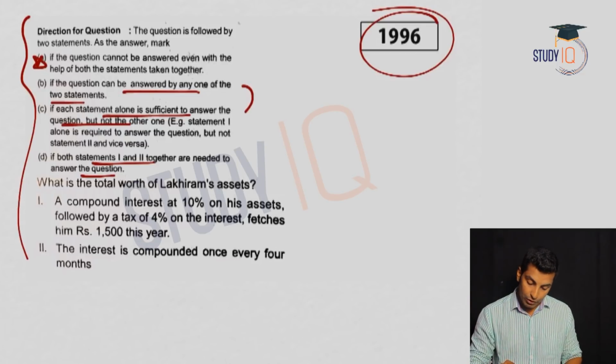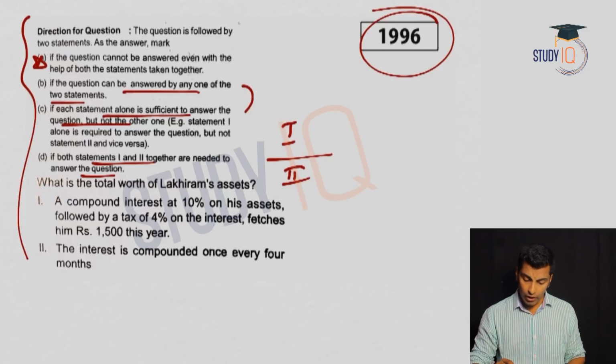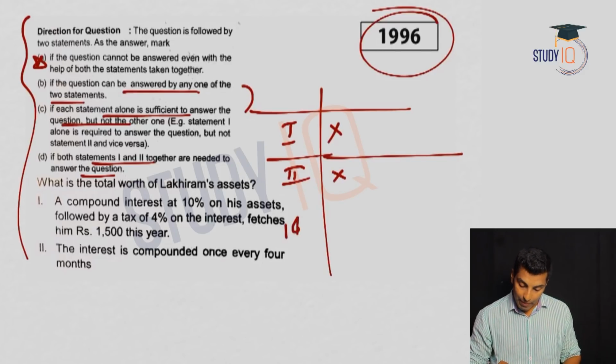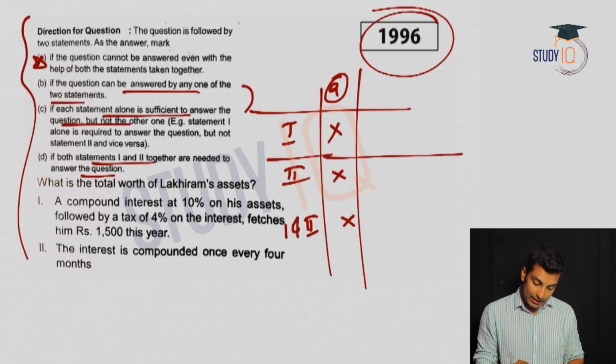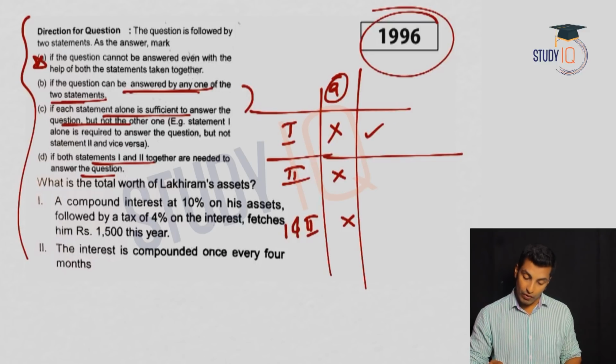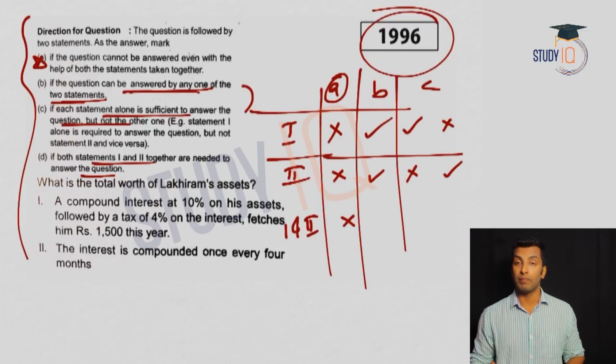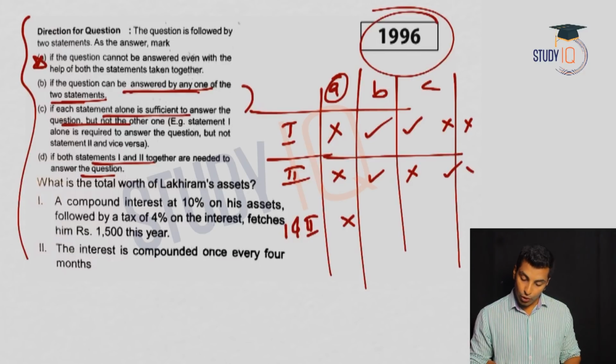Okay, so if you look at the possibilities, these are statements 1 and 2. The first option is saying that statement 1 alone will not help you, 2 alone will not help you, and if you combine statements 1 and 2, still not help you, then you need to mark A. Now if you look at B, you can use any of the statements. That means statement 1 will help you, statement 2 will help you, then you will mark B. What C says, statement 1 will help you but not 2, or statement 2 will help you but 1 will not, then you need to mark C. So what is the last one? 1 will not help you, 2 will not help you, but together it will help you, so you'll mark D.